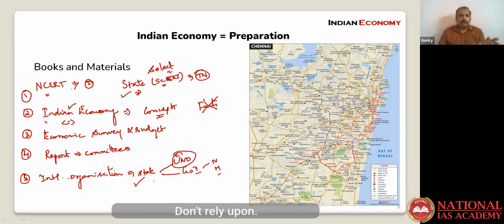Don't rely upon many other private organizations and institutions which come up. We need not worry about that. You need not learn them. So how do we find out which report or which committee's report is important and which is not? Whichever you find largely discussed in the newspapers, those are all important, and that too from recognized international organizations or government organizations. Yes, so that is how it is.